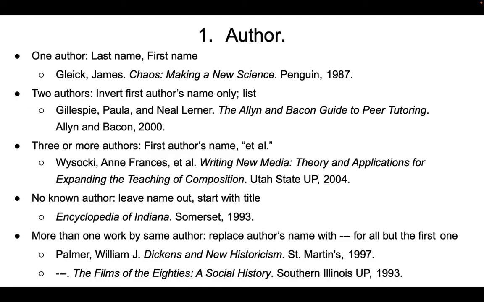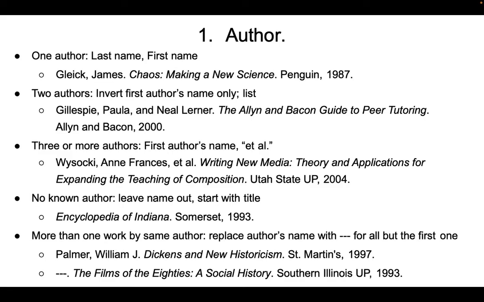1. Author, followed by a period. Begin the citation with the author's name. If there is one author, give their last name, then a comma, then their first name. If there are 2 authors, list both of them. Invert the first author's name, but not the second. If there are 3 or more authors, give only the first author's name, and then the abbreviation et al., which means and others.